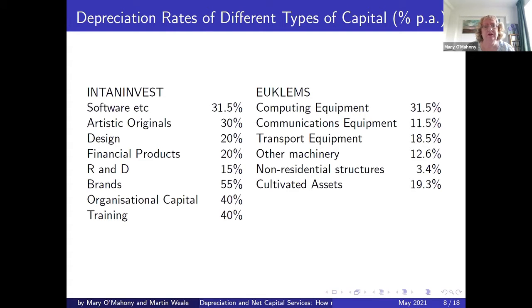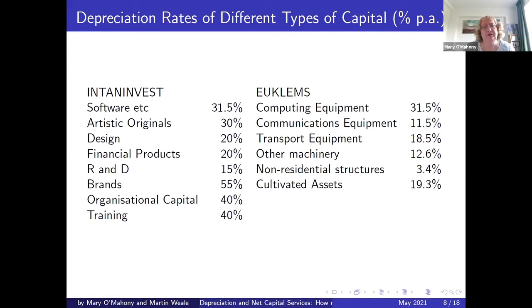Then I'd like to have a slide just showing what these depreciation rates look like and why we're interested in this distinction between intangible and tangible capital. On the left-hand side are the depreciation rates used in the Intan Invest database, and on the right are EU CLEMS. For many of the intangible capital items here, the depreciation rates are very large. In particular, in the organizational capital, training and brands part of the economic competencies part of that data set, the depreciation rates are really quite rapid.